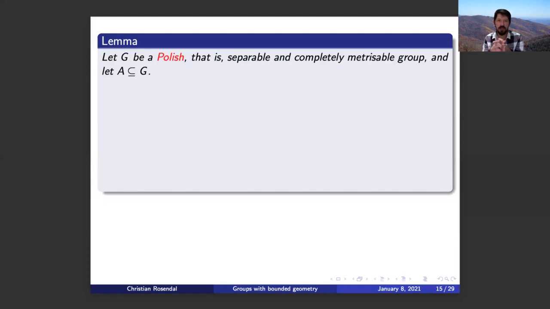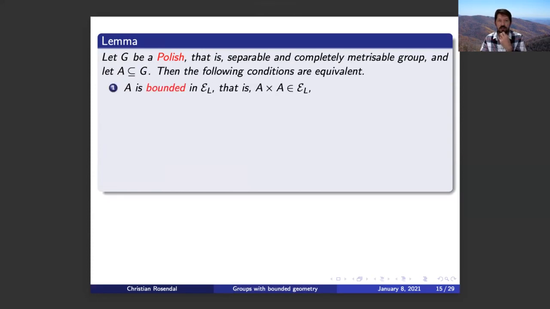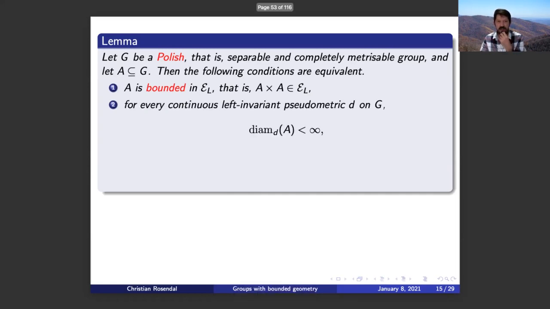The metric is not part of the given, it's just a topological group, so that the topology is given by some complete metric, and moreover, it's separable. Okay, so let's fix a subset of it. Then the following conditions are equivalent. There's this notion of boundedness in the core structure. This is an abstract definition, that the square is in the core structure. The main thing here is that this is defined directly in terms of the core structure, so nothing else is needed.